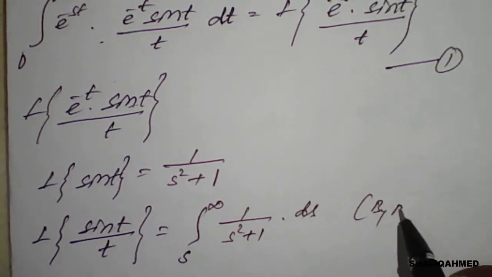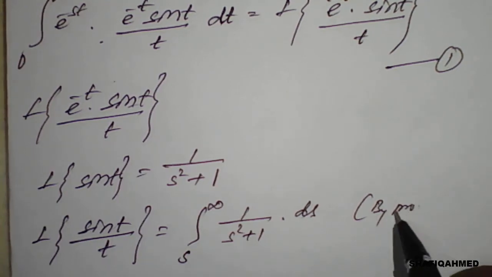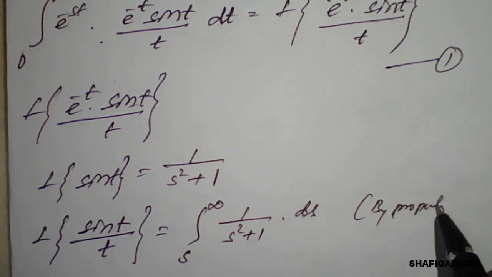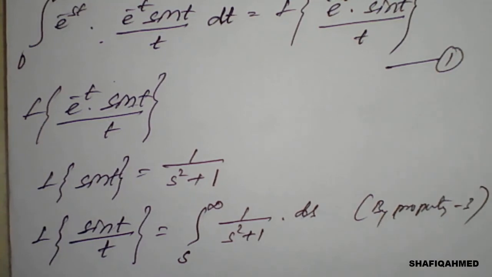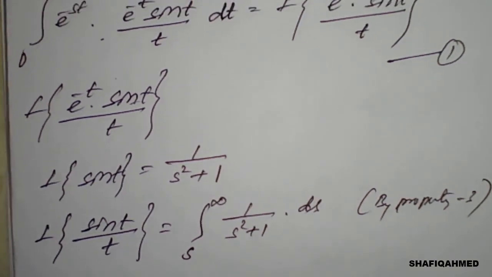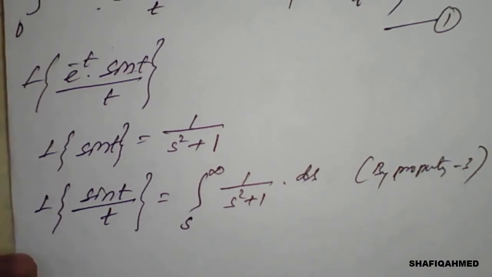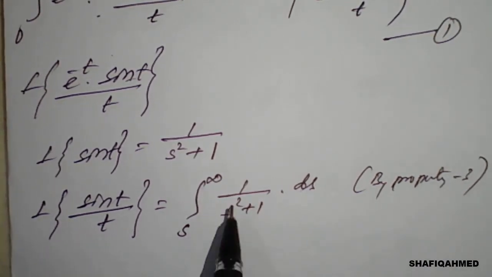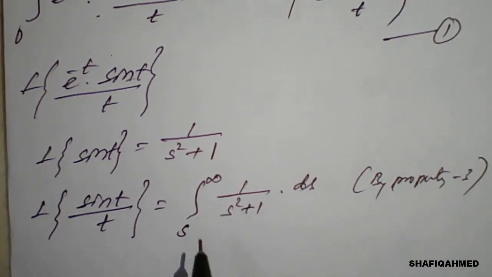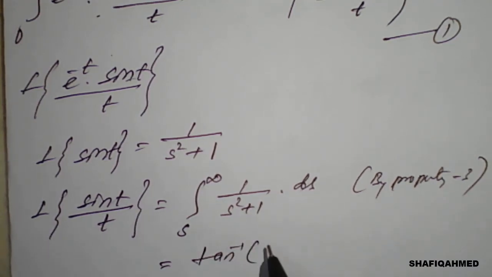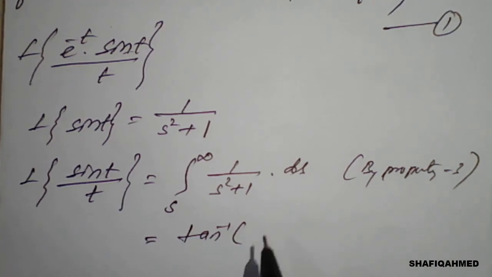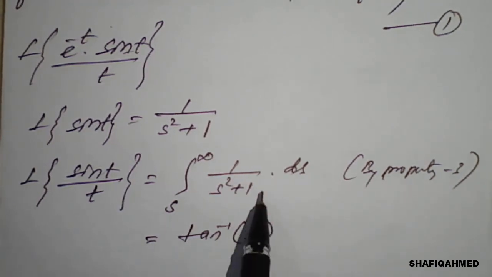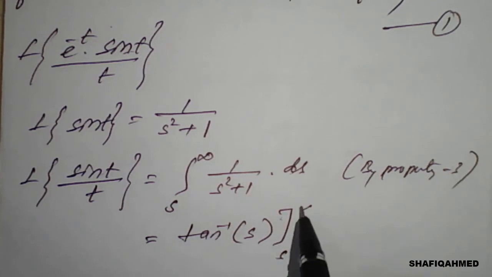So by property 3. I have applied property 3 because of the question itself. The question having divided by t has this property. So what is the integration of 1 upon s square plus 1? It is nothing but tan inverse of s, limit from s to infinity.